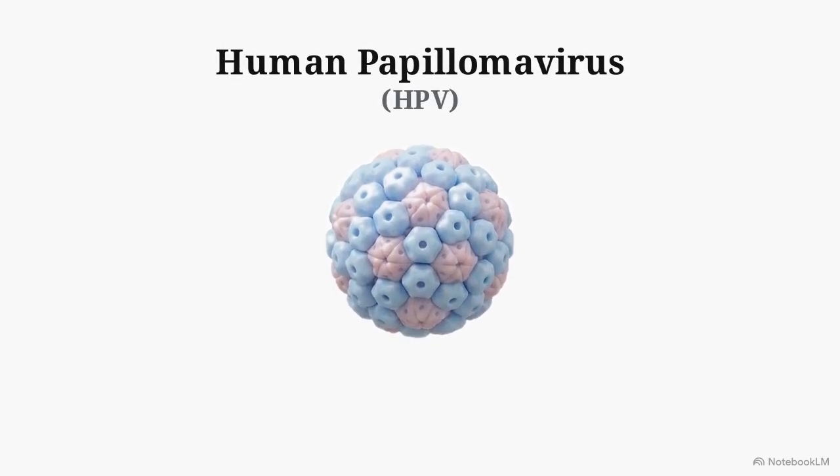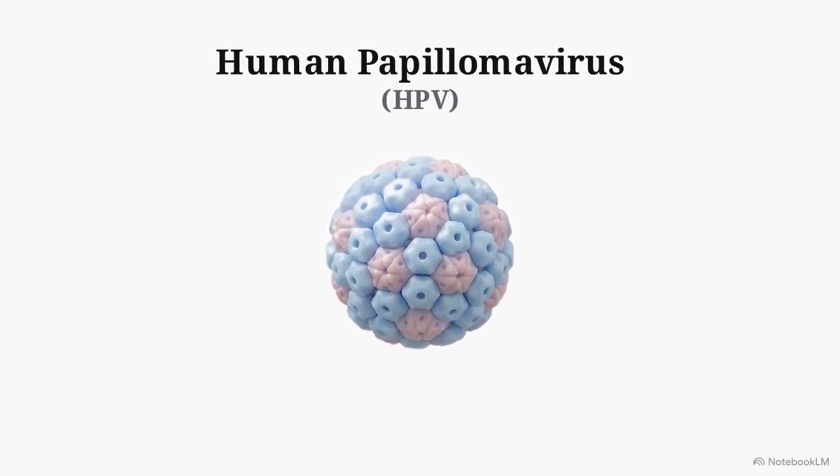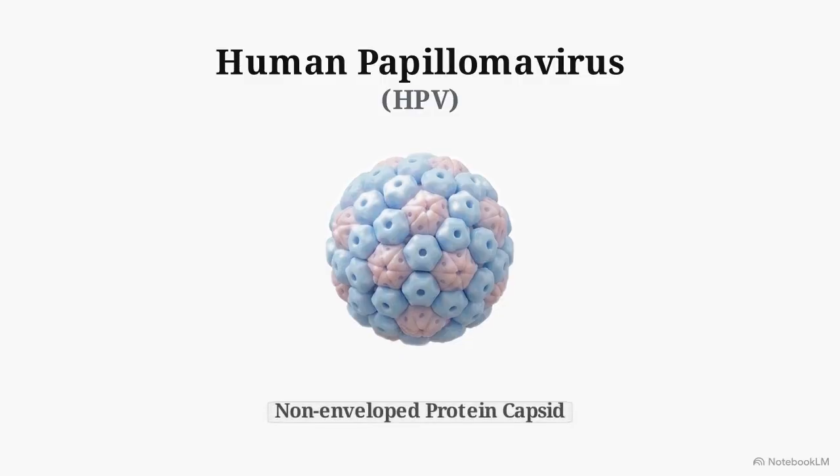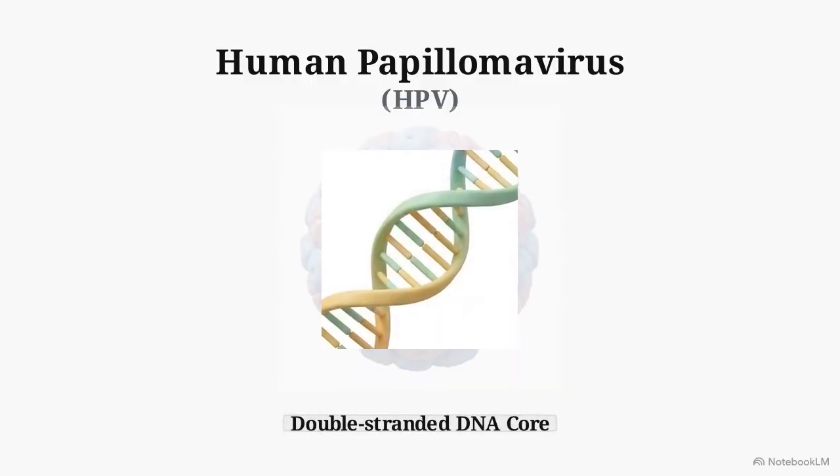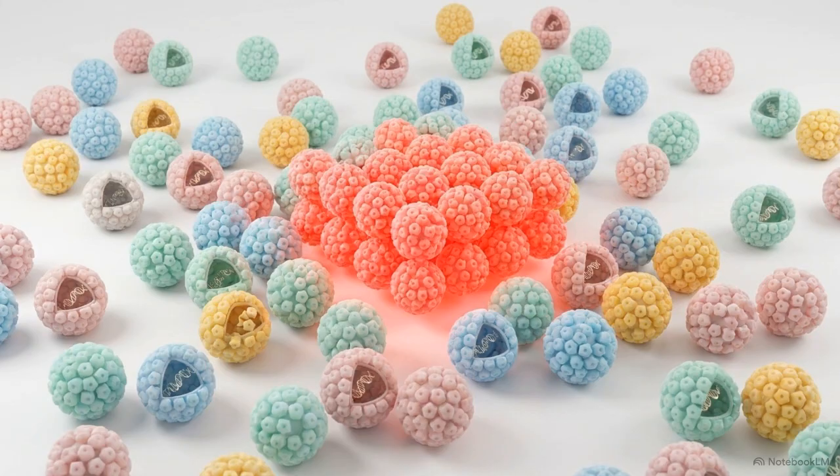Human Papillomavirus, or HPV, is the most prevalent sexually transmitted infection worldwide. Structurally, it is a non-enveloped virus built around a double-stranded DNA core. The viral family is vast. There are over 100 known serotypes of HPV, with approximately 40 that are sexually transmitted.